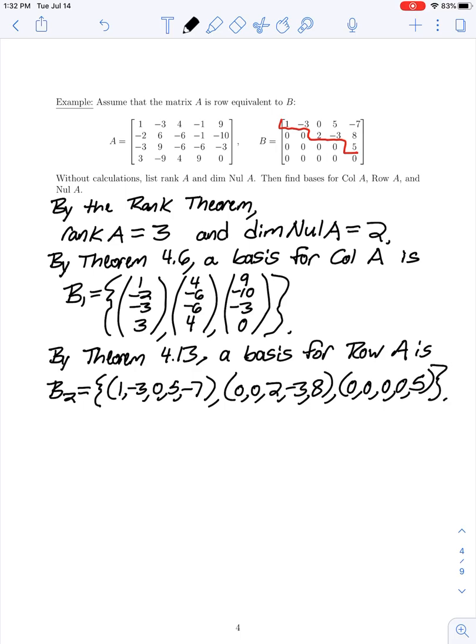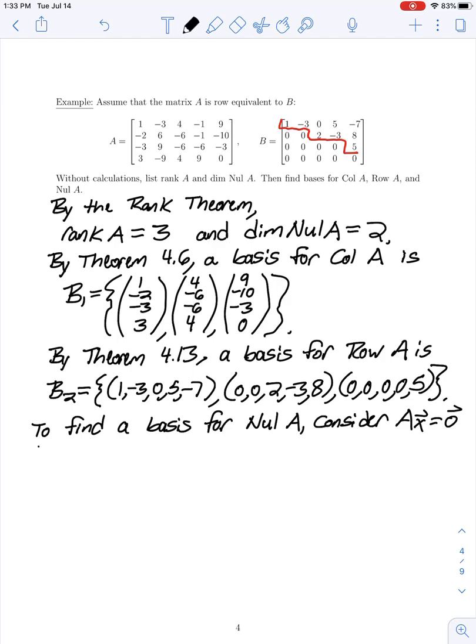Now the trickiest part is finding a basis for the null space of A. To find a basis for the null space of A, we have to consider the equation Ax equals the 0 vector. We want the set of all vectors x which are mapped onto the 0 vector. This has the same solution set as Bx equals 0, where B is our row reduced matrix. So let's consider the corresponding augmented matrix. Our first row is 1, -3, 0, 5, -7.